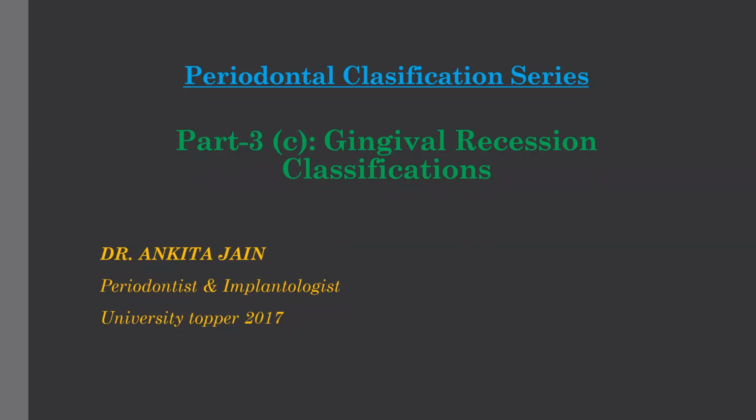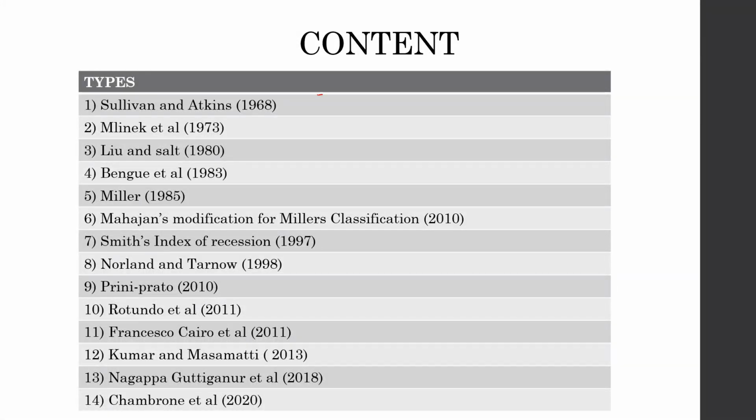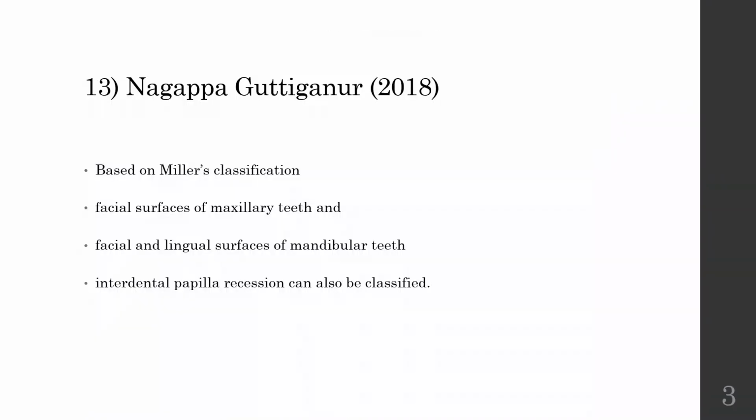Let's begin the third part of the gingival recession classification. It is the final part and it contains the latest classification proposed in the field of periodontology. We have covered in the first two videos of gingival recession classification 12 types of classifications. Now in today's video we will be covering the latest two classifications which were proposed in 2018 and 2020 respectively. So let's begin with the classifications without wasting much time.